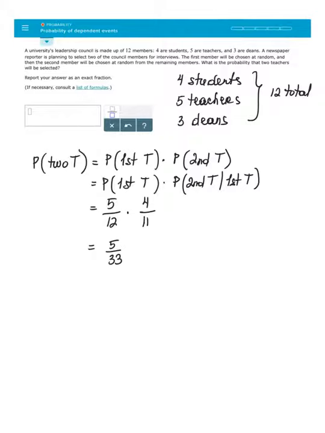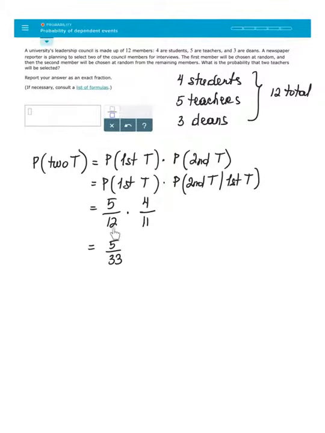And we are treating it as probability of first being teacher. We'll have to multiply by the probability of the second being teacher, given that the first was also teacher. So we have to adjust our probabilities. Since there are 5 teachers out of 12 people to choose from, when we make our first choice, 5 out of 12 is the probability of choosing a teacher for the first time. Now that there are only 4 teachers left out of 11 members on the council, the second choice will be adjusted, and the probability this time is 4/11.